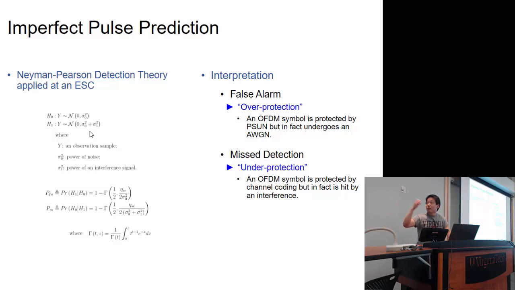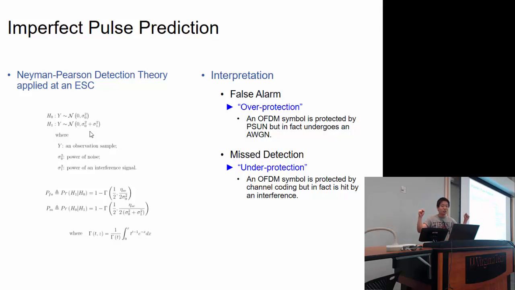So I applied the popular Neyman-Pearson detection theory to the ESC capability device. Hypothesis 0 is the Gaussian noise floor, and hypothesis 1 is the interference signal. A false alarm is defined as a situation where an OFDM symbol is declared to be hit by radar interference, but in fact it's not. So PSUN was used for an OFDM symbol, but that OFDM symbol actually goes through Gaussian noise, a more favorable environment. And misdetection is the other way around: an OFDM symbol is declared not to be hit by interference, but actually it is hit by interference.